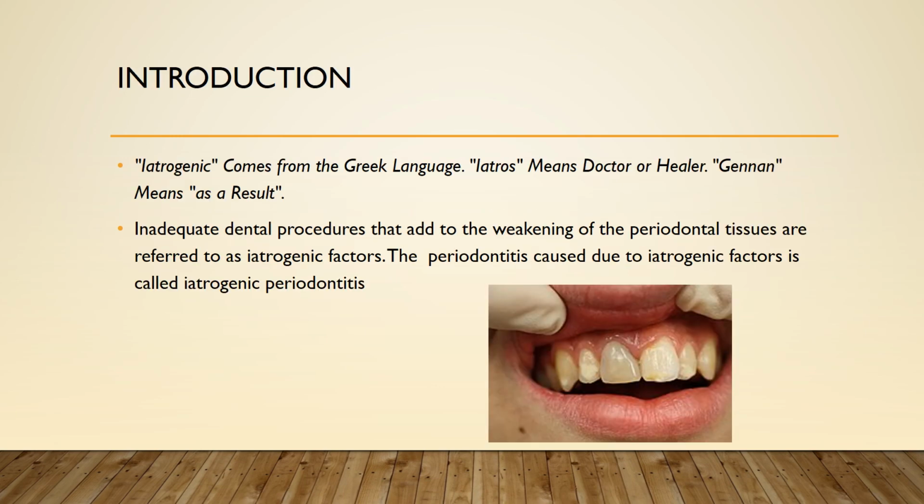So coming to the introduction part, what is iatrogenic? Iatrogenic is taken from the Greek language: iatros, which means doctor or healer, and genic, from gen, which means as a result. So what is iatrogenic periodontitis? The factors, that is inadequate dental procedures that add to the weakening of the periodontal tissues, are referred to as iatrogenic factors. So the periodontitis that is caused due to these factors, that is the inadequate dental procedures, is called iatrogenic periodontitis.